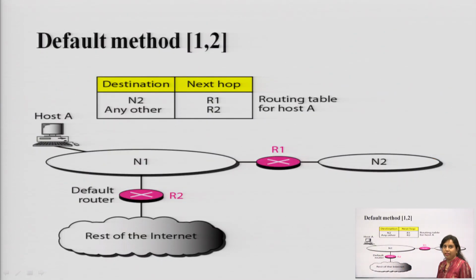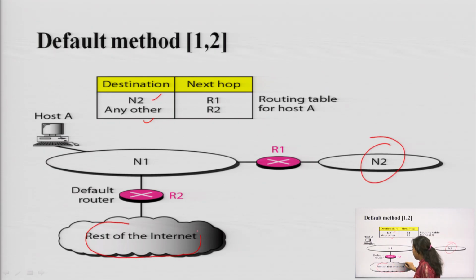Now, next one is the default method. In case of the default method, what are the entries that are made? Because if I am not selecting any host specific, network specific or any kind of specific entry to be made in the routing table, there is a default method also. So, the destination is N2 or any other destination, like you can see over here, this is the network or the destination, maybe here also, that is the rest of the internet, and this particular routing table is maintained here.